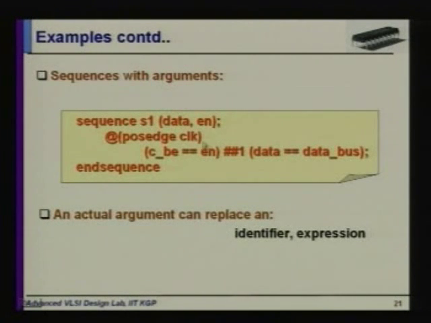A sequence can also have arguments. It may look like this: data_en, CBE equal to en, and ##1 data. Look at that. Each expression is a Boolean expression which spans over time, and it is like a function in C. It can also take arguments. An actual argument can replace this identifier, expression, everything.